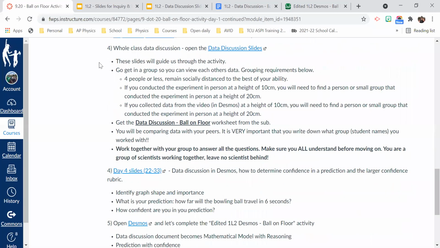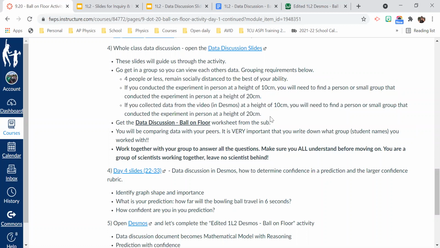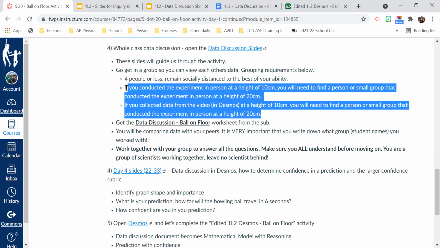There's a lot of information here, which is okay. Y'all are going to pick up a data discussion ball on the floor worksheet from the sub, so go gather that. Again, your grouping requirements, I'd like you 4 people or less. Y'all don't need to be in a big group of 8 or 10. So remain socially distanced to the best of your ability. Try to collect your data and do your data discussion in less than 15 minutes if you can. That's why I want those groups small, y'all.